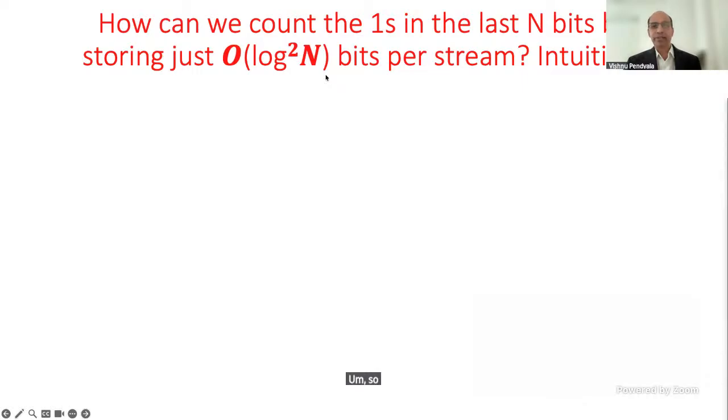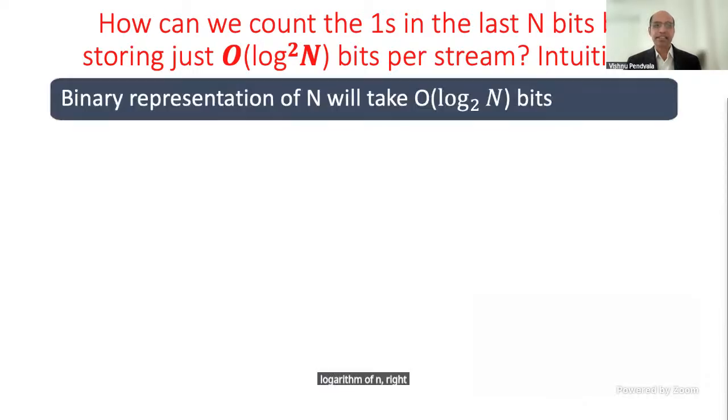So how are we going to do it? One idea is, what if we exploit the structure? Suppose we break the stream into regions of exponentially increasing sizes, 1, 2, 4, 8, until n. Now the number of regions is logarithm of n, right?